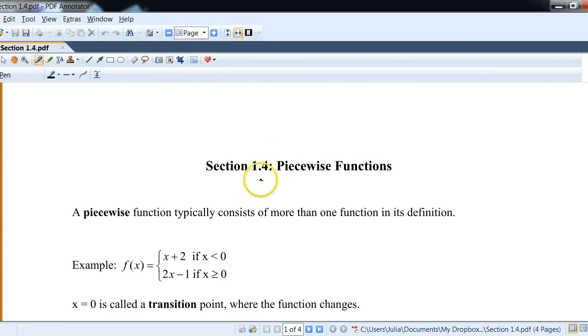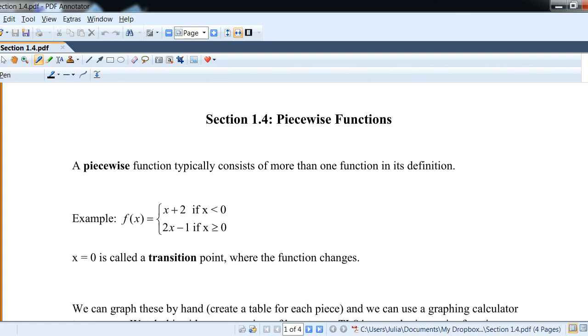In this section, section 1.4, we'll talk about piecewise functions, or basically functions that are composed of more than one function, as you can see in this example. Note that this point where the transition occurs, or where the change occurs, essentially x equals 0 in the example right here, we'll call it the transition point. This is where the function changes its definition.